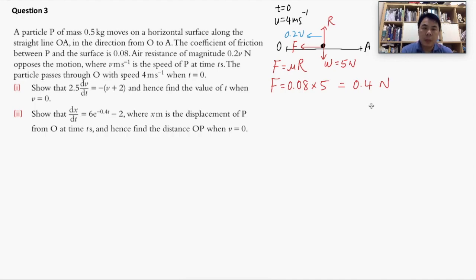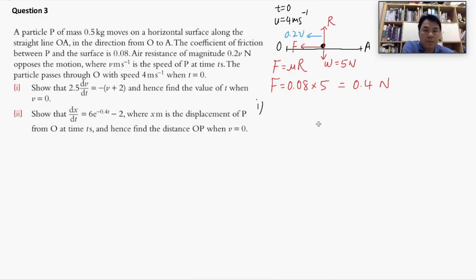Okay, basically those are the mechanics information that I have illustrated. Now I'm going to start to analyze it in more detail by solving question number 1. Show that we can have this differential equation that satisfies v with respect to time.